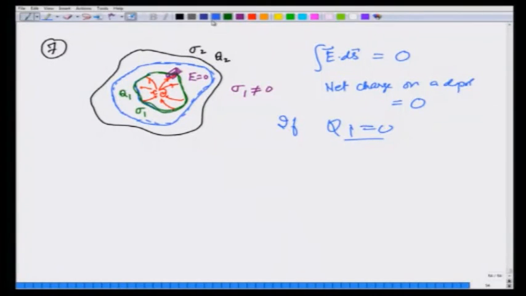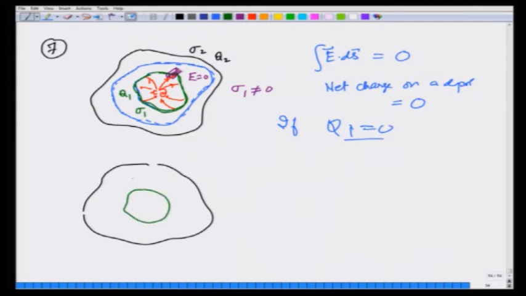What about outside? Now, you see, if I look at it, so here is the inner cavity, here is the point dipole.